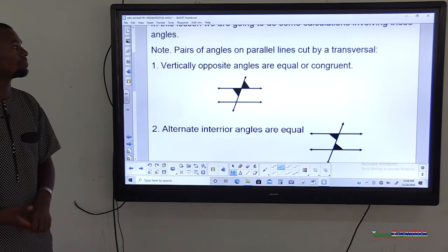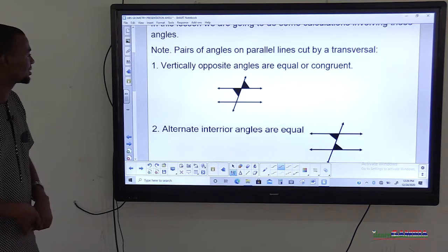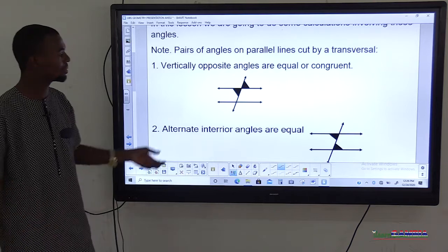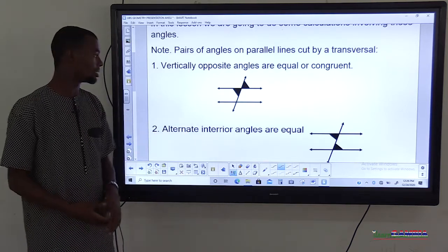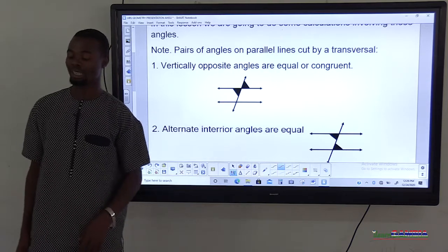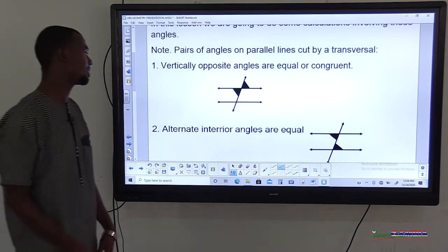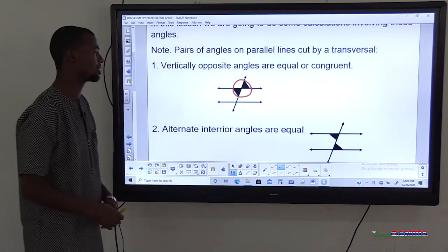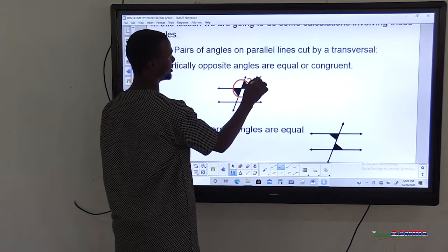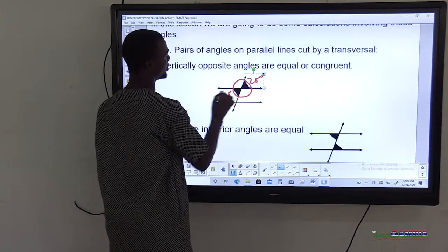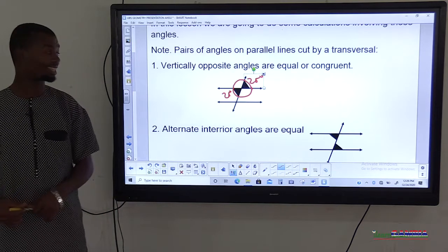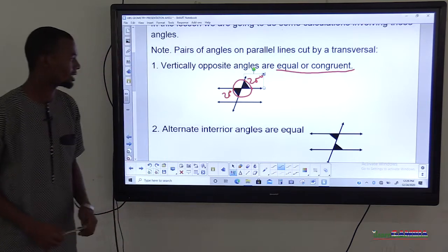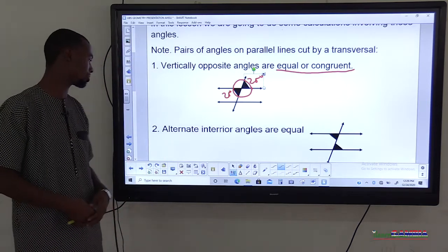Pairs of angles on parallel lines cut by a transversal: vertically opposite angles are equal and congruent. Look at the shaded areas. These two angles are vertically opposite. If this is 25 degrees, the same thing will be for this angle. This will also be 25 degrees because they are equal or congruent. Vertically opposite angles are equal or congruent.